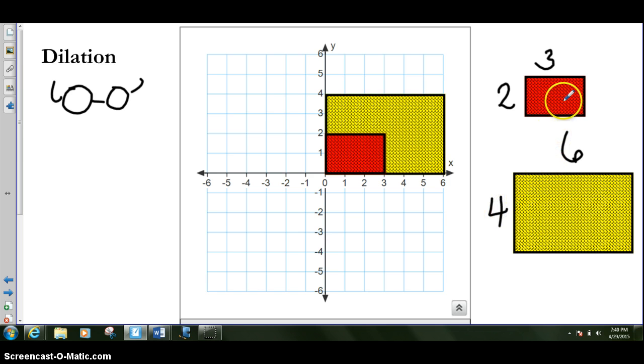Now we can compare our lengths of the two rectangles. We have a 3 and a 6. The red rectangle's length was doubled to have a 6 on the yellow. The same for the width. The 2 was doubled. Now we have a width of 4 on the yellow. This doubling of the red rectangle in order to produce the yellow rectangle is a form of dilation.